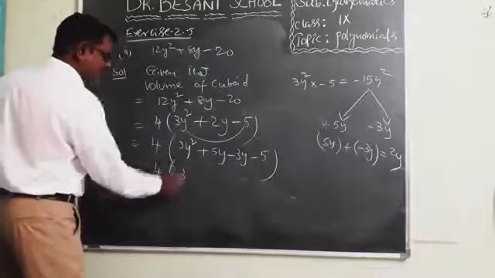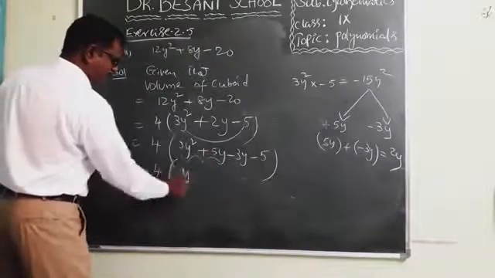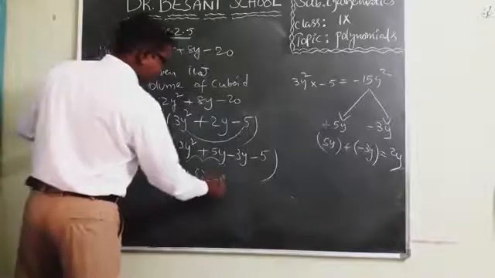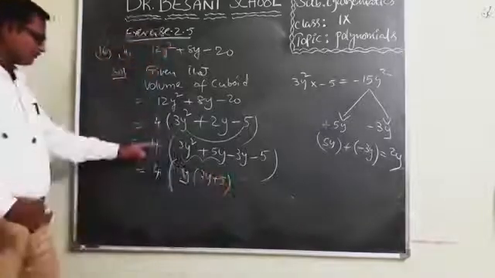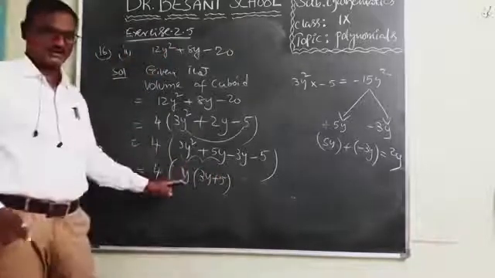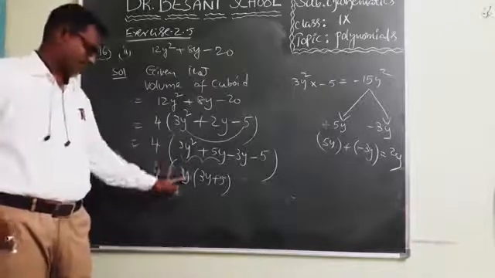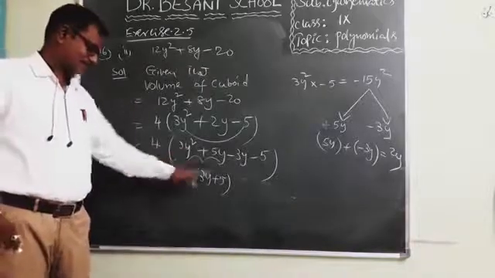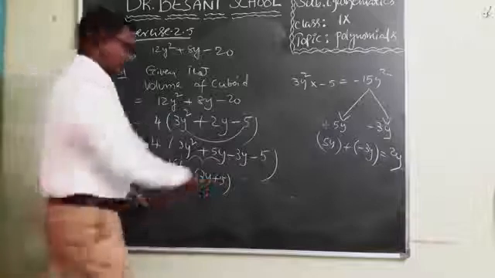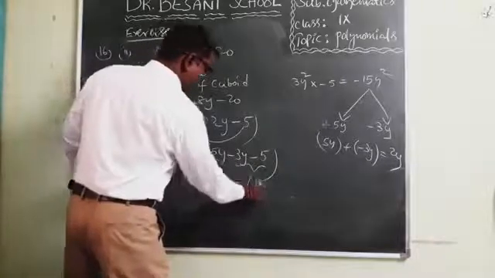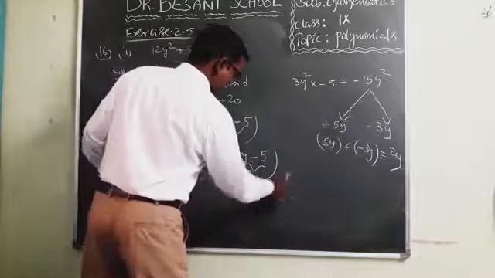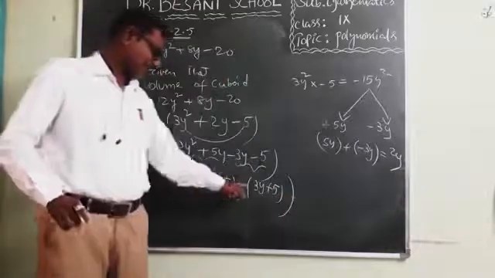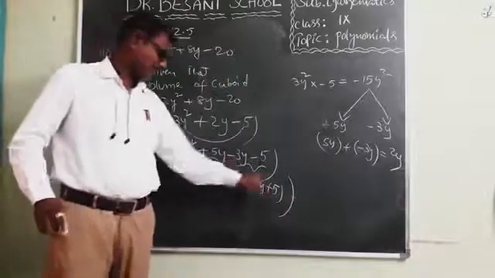Once you see, children, from these two what we can take common? Only y. y into 3y, 3y square, plus y into 5, 5y. From these two we can take only minus 1 as common: 3y plus 5. Why? Because minus 1 into 3y, minus 3y, minus 1 into 5, minus 5.